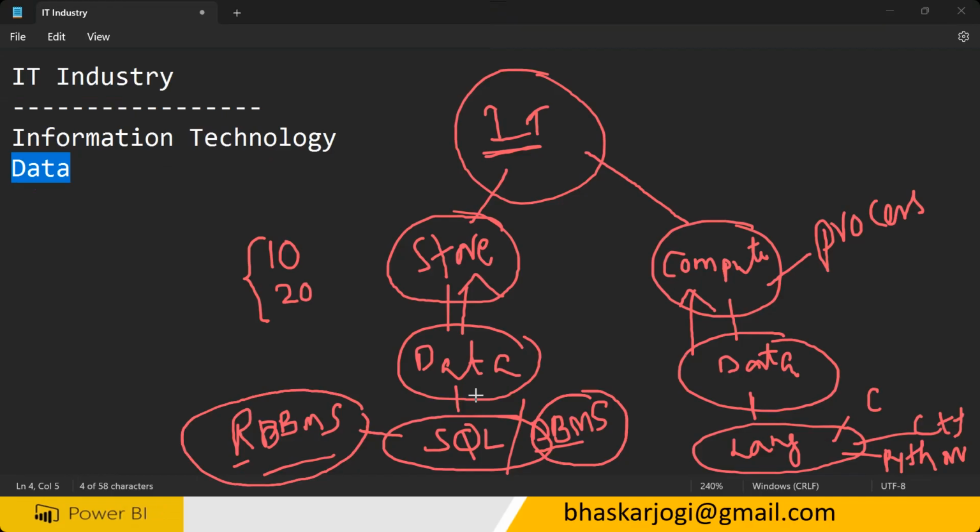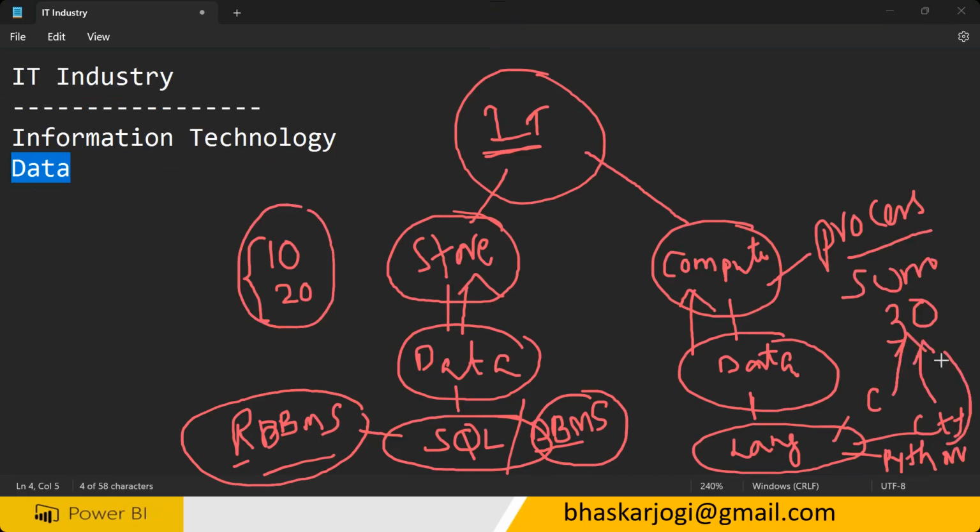Clear? I have stored a large amount of data. So what do I do next? I'm going to be computing the data. Computing means processing. What do you mean by processing? I want to know the sum of these numbers: 10 plus 20, the sum will be 30. Who's going to be doing that? A language is going to be reading the raw data and giving you this sum. C is going to be processing the data. C++ is going to be processing the data. Python is going to be processing the data. Java, .NET is going to be processing the data.